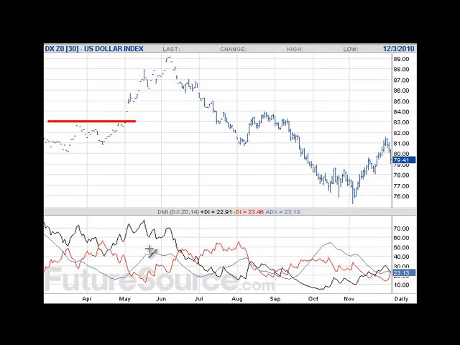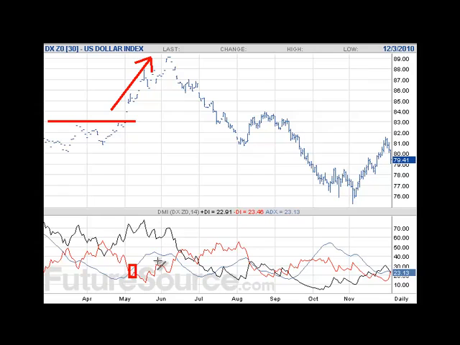So a rising ADX means a trending market. Up or down, doesn't matter. The ADX will rise in a bull trend and in a bear trend. So the market breaks resistance here. The ADX, that blue line, turns up with it. Okay. And the market goes in a nice little run.